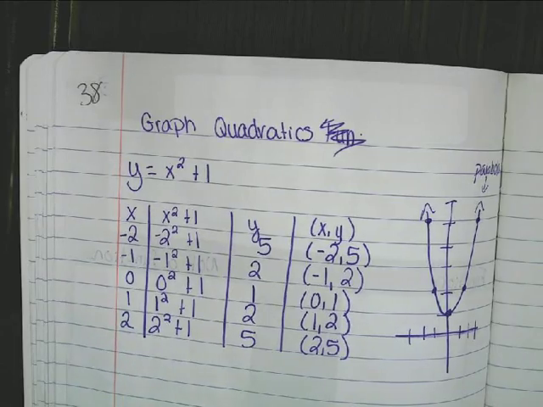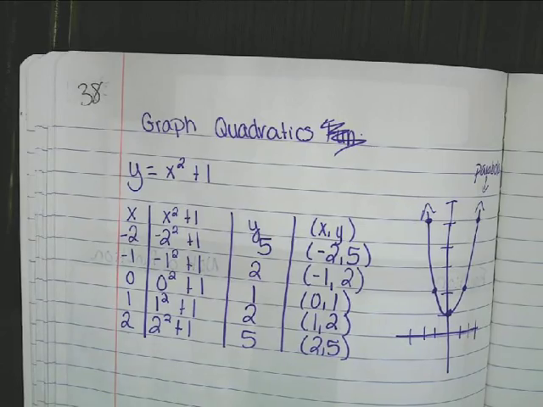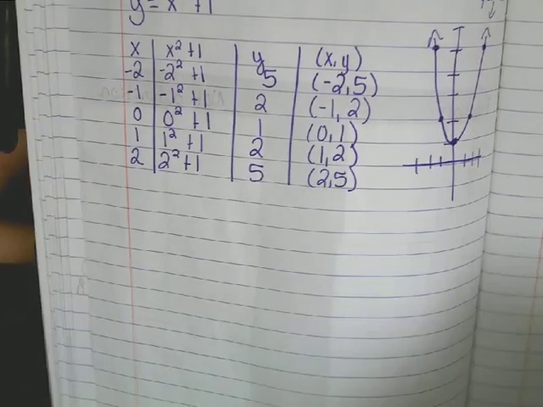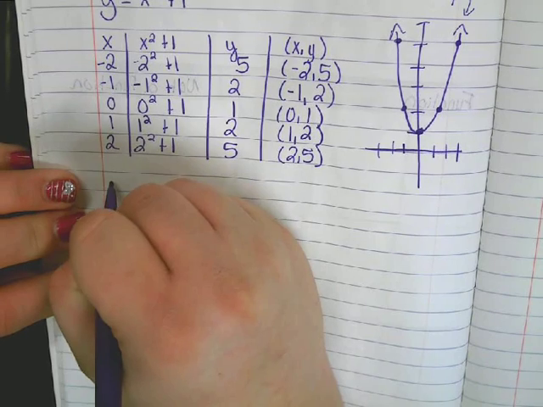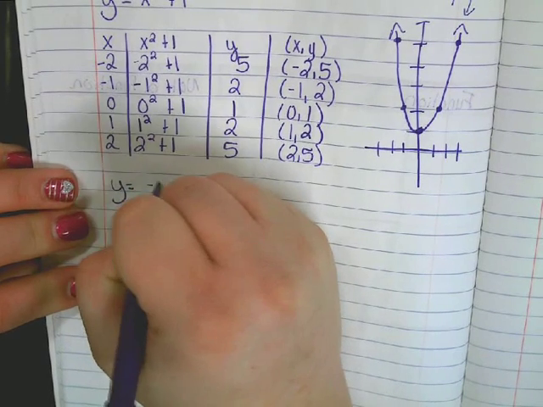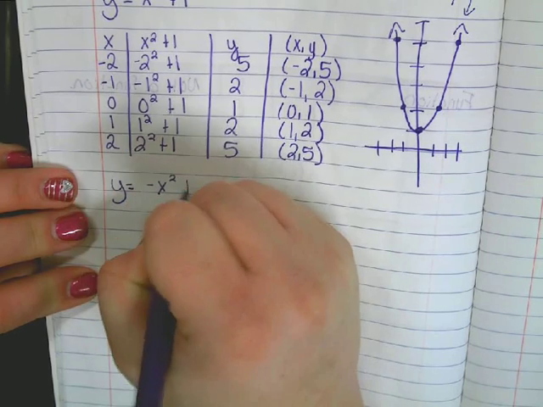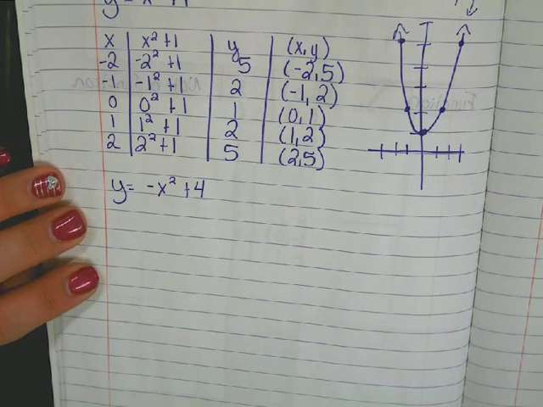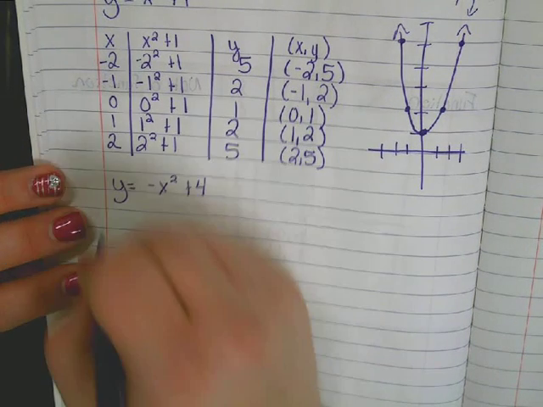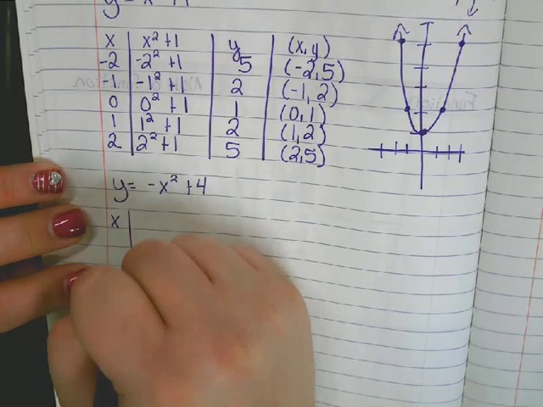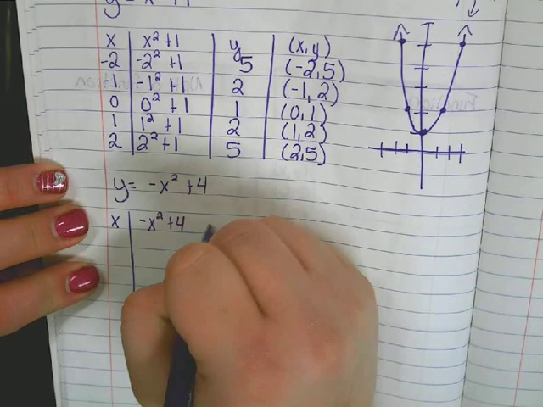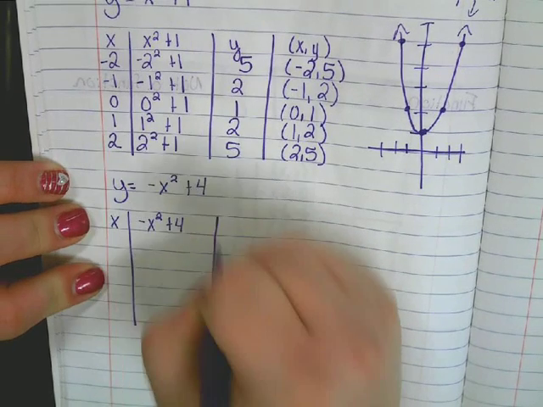Questions so far? Okay, let's try another one. So I have y equals negative x squared plus 4. Okay, so we have our x column. We have our negative x squared plus 4. We have our y column. And we have our xy.